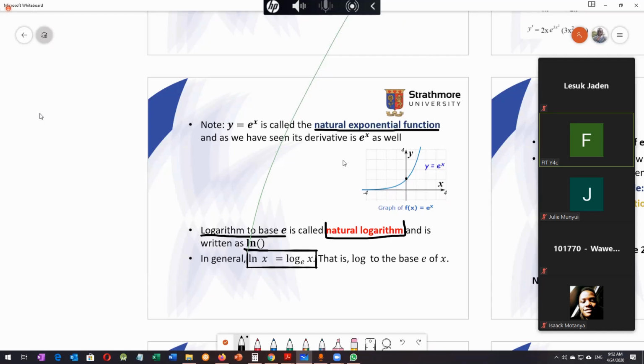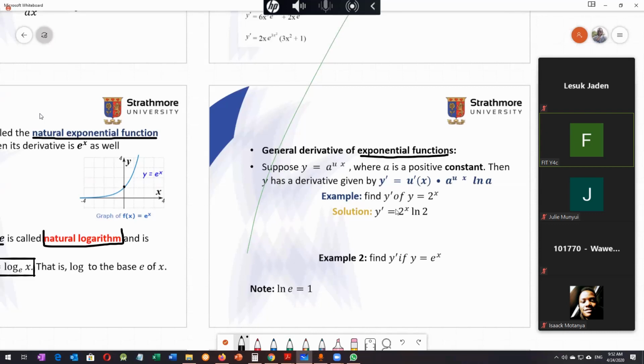So the derivative of exponential functions, you also go through this. Find the derivative of y is equal to 2 raised to power x. This is the same as just multiplying 2 raised to power x and the natural log of 2. So here is where we need to focus. Suppose y is equal to a raised to power u of x. This slide never opens well. A is a positive constant, etc.